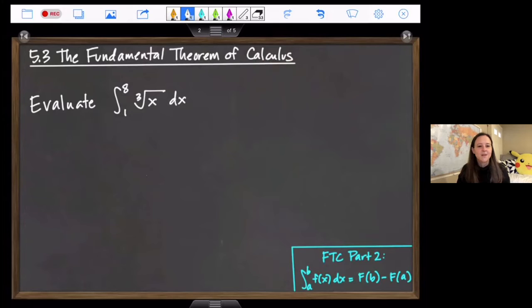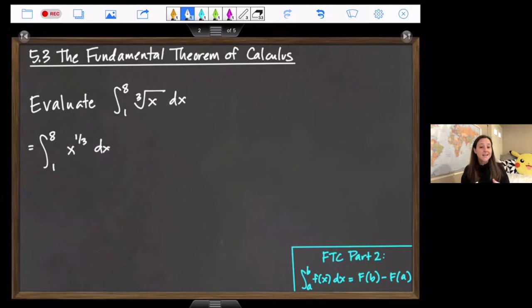All right, let's try our hand at this Fundamental Theorem of Calculus Part 2. So we're going to evaluate the integral from 1 to 8 of the cube root of x dx. The Fundamental Theorem of Calculus told us to find an antiderivative for our function, cube root of x. So the first thing I'm going to do is change this into x to the 1/3 so we can do our antiderivative power rule. So I'm going to write this as the integral from 1 to 8 of x to the 1/3 dx.